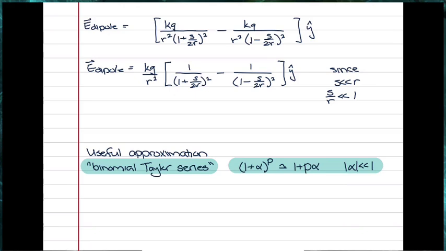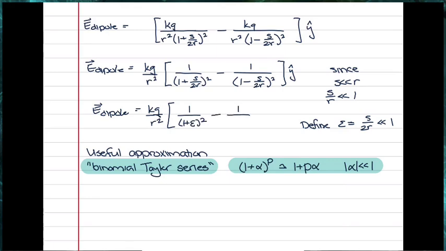So I'm going to define this thing called epsilon as s over 2r, which is something that is exceptionally small, because s divided by r is very, very small. Then I divide it by 2, it's even smaller. So then it looks like I can write the electric dipole as kq over r squared, and then it's 1 over 1 plus epsilon squared minus 1 over 1 minus epsilon squared.